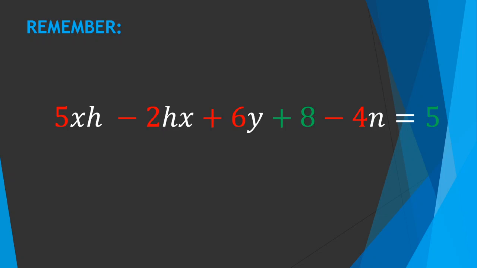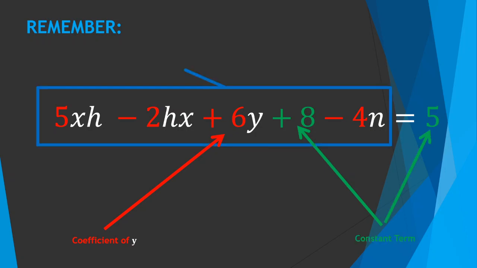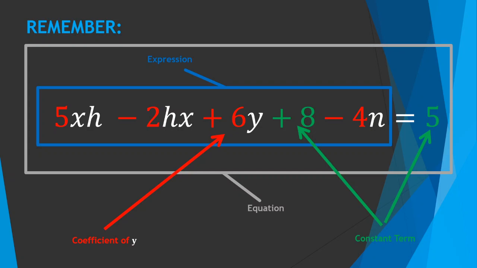Here we have, pointing to in red, all the coefficients, and the one I'm pointing to here is a coefficient of y. The green ones are the constant terms. Everything without an equal sign, this is an expression, and everything altogether is an equation.